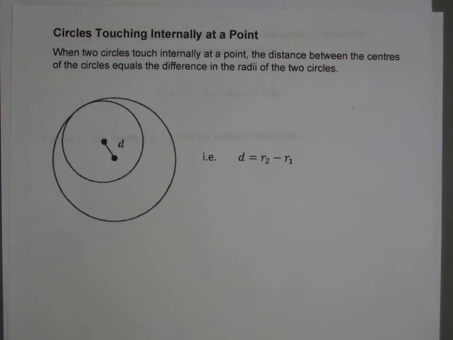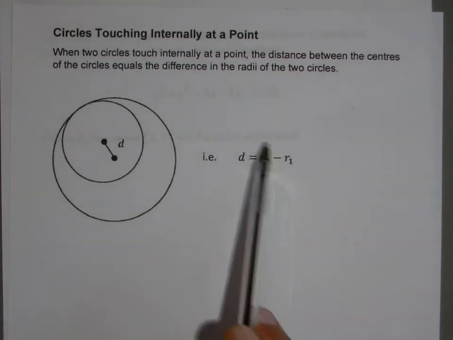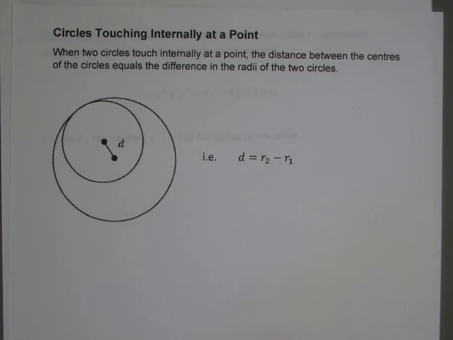Okay, so circles can also touch internally at a point, as you can see in this diagram. If a circle is contained within another circle, in other words, is occupying the same space, they can still touch, and this relation is true here. In this case, the distance between the two centers of both circles will equal the difference in the radii.